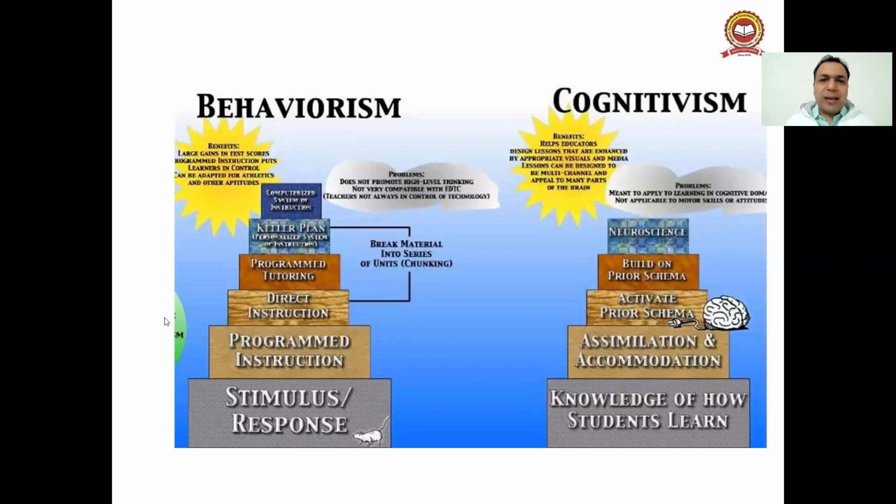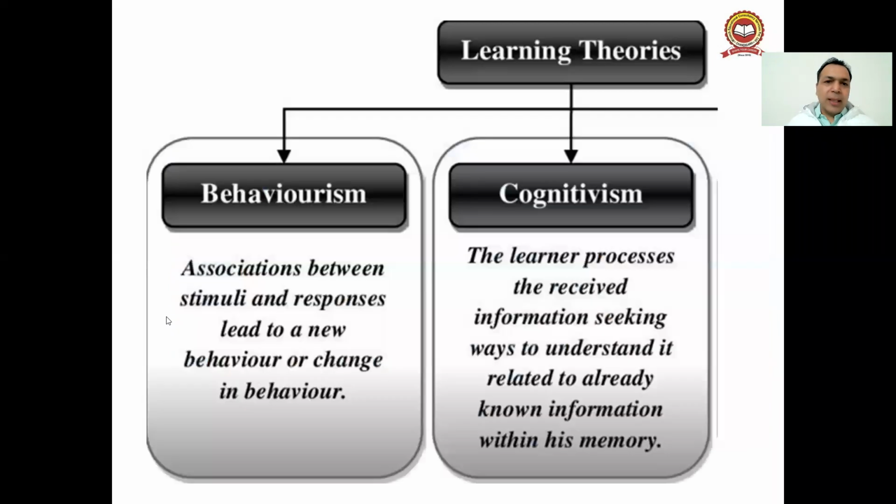Under cognitivism, all the mental processes are also responsible for learning, right guys? So what is in behaviorism? It associates stimulus and responses, leading to new behavior or change in behavior. How does new behavior come under cognitivism? Under cognitivism, the learner processes the received information, seeking ways to understand it in relation to already known information within his memory. So in cognitivism, when the student encounters new knowledge, he relates that knowledge with the already gained knowledge in memory. That's why it is student centered, learner centered.